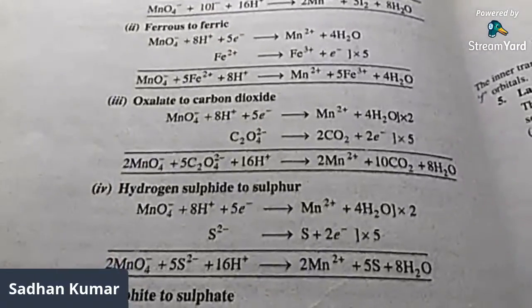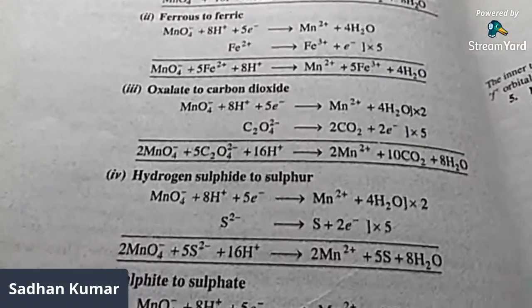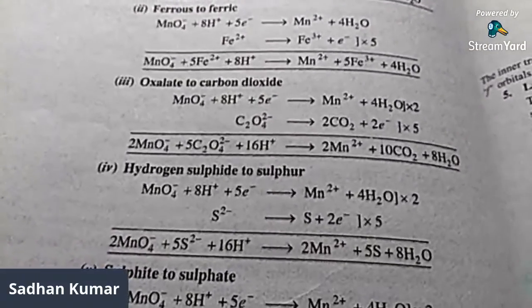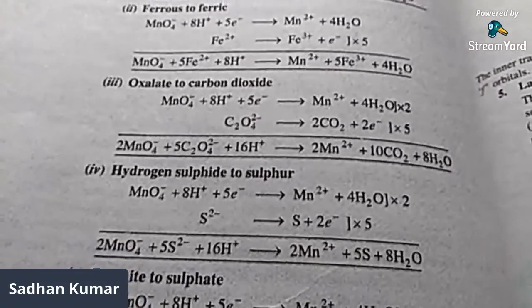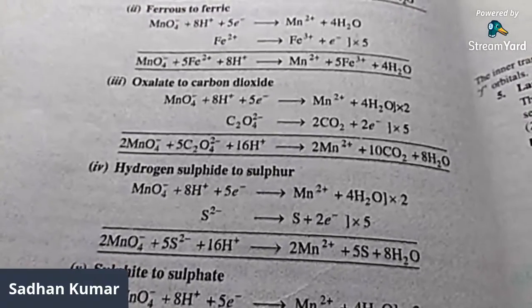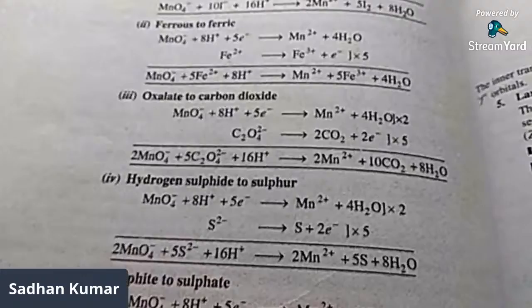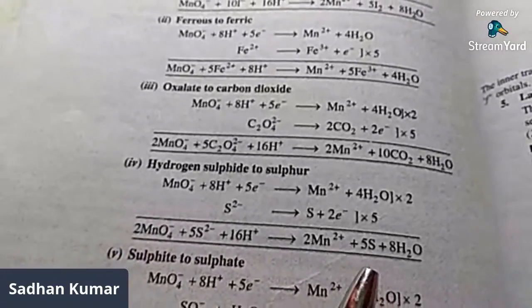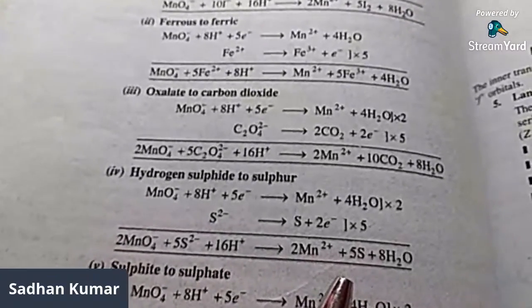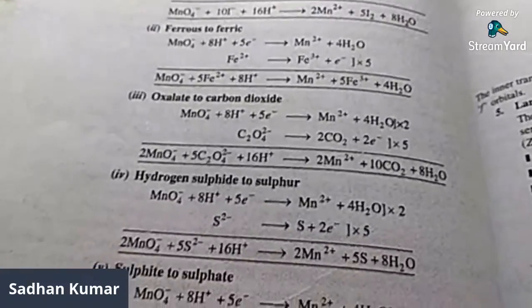After that, we have hydrogen sulfide to sulfur. So MnO4 minus plus 8 hydrogen ion plus 5 electrons changes to Mn2+ plus water. Ultimately, what is happening? Hydrogen sulfide is oxidized to sulfur. We can say this sulfur comes out as S8 rings.